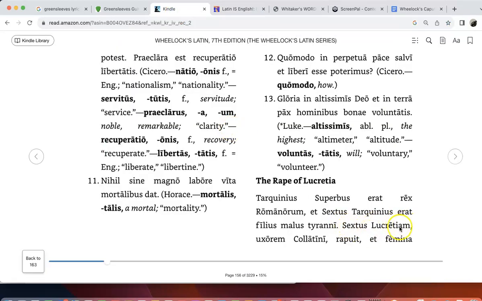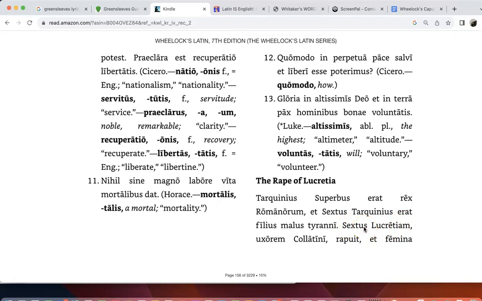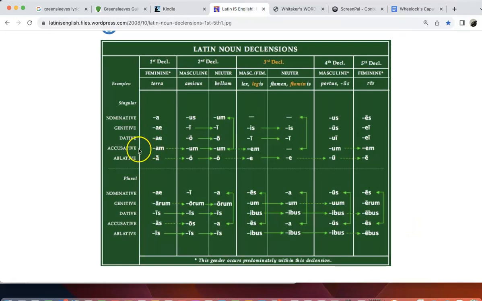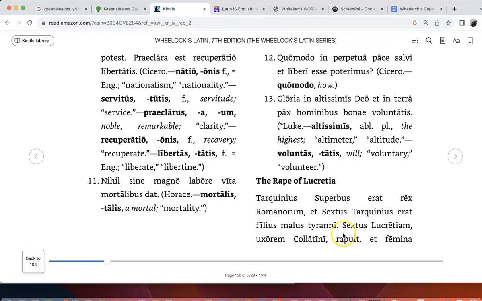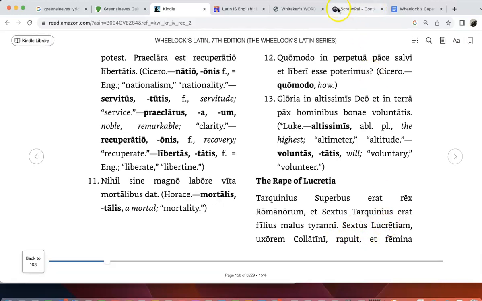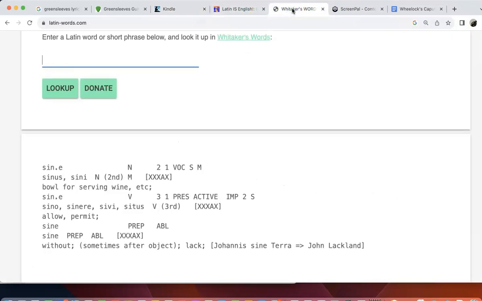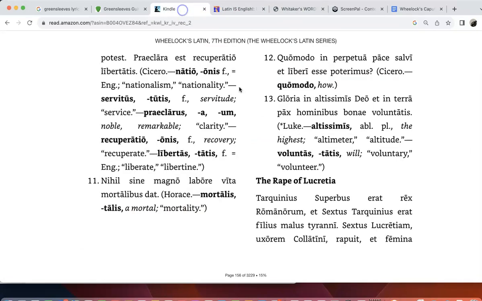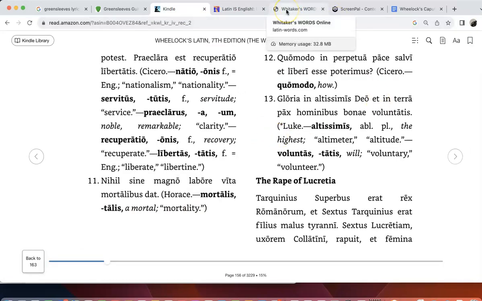Sextus, and then here we've got to pay attention to our endings. We know that Sextus is the subject and Lucretia is the direct object. How do we know that? Because of the am ending. It tells us that Lucretia is the object of this verb. So Sextus raped Lucretia. We haven't had past tense yet, but they're actually using it in the past tense. Just want to confirm that.